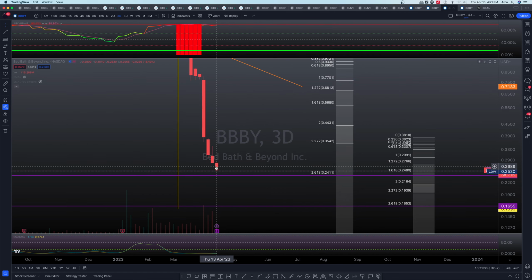So we dropped to about 25. Let's see, the low is 25.30. You can see the L right over here, right? So 25.30, that was the low of today. So it's looking like it wants to give relevance to that 2.618, 24.11.